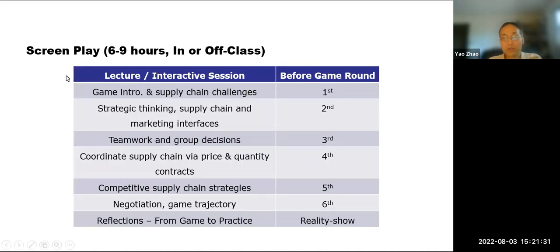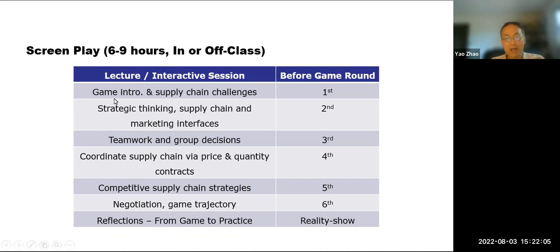Here is the screenplay for the game, and later I'm going to invite everybody to join us in playing this game a little bit. It actually takes about 6 to 9 hours to play. And you know which part of the game takes the most time? It's negotiation, supply chain contract negotiation. They are all so firm on the price, which brings really intensive conflicts to the players in the same supply chain.